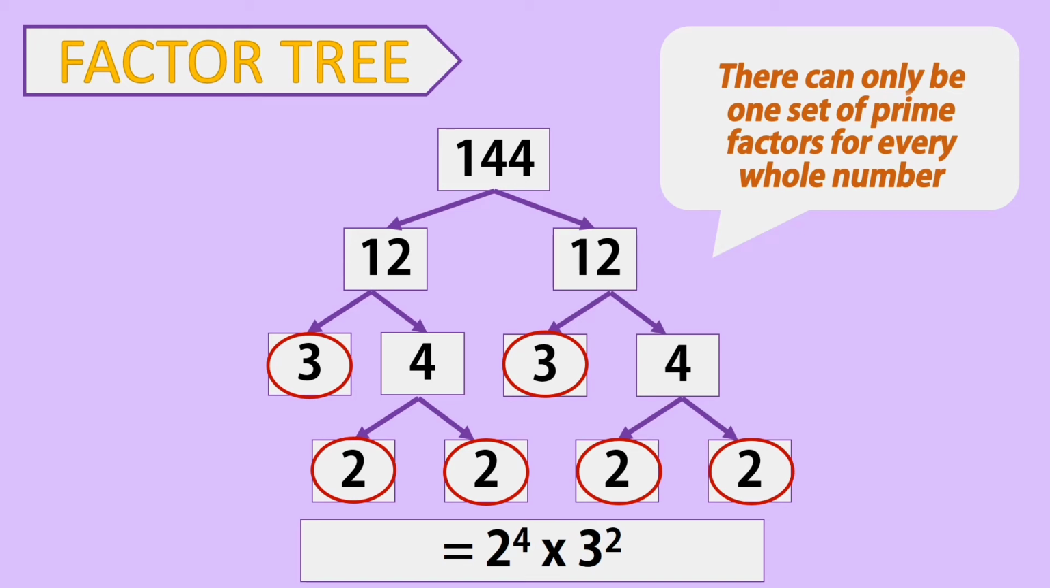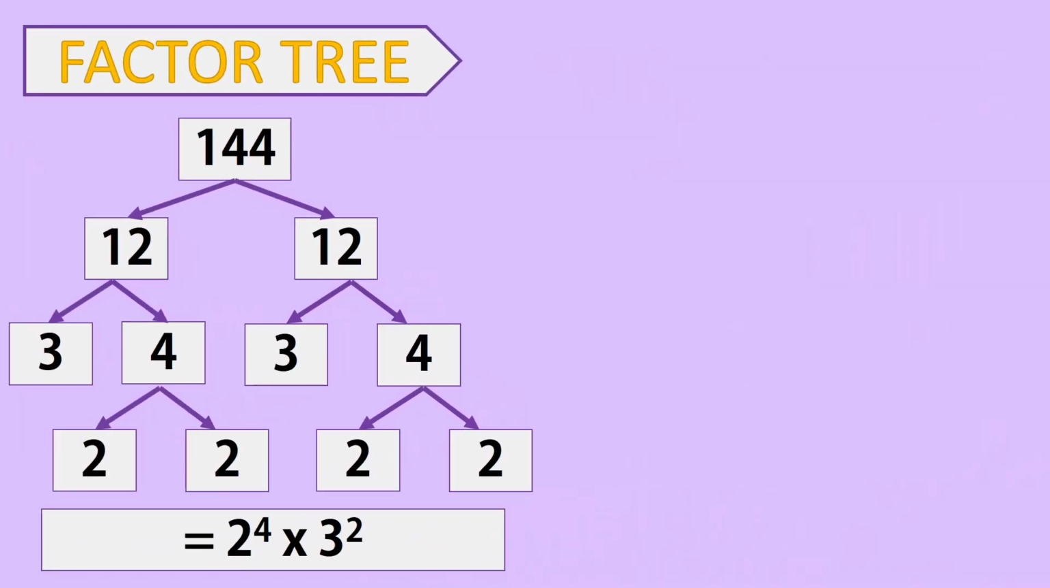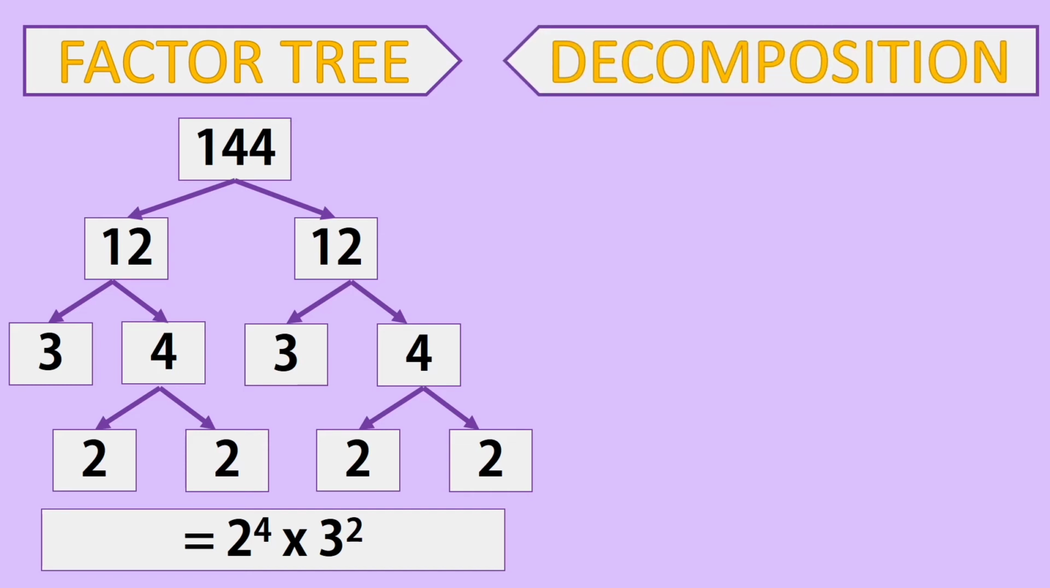Now, let's try to get the prime factors of 144 using the decomposition method. So, in the decomposition method, we need to divide the number by prime numbers. So, think of a number that can be used to divide 144 without remainder. Because 144 is an even number, it is divisible by the prime number 2.